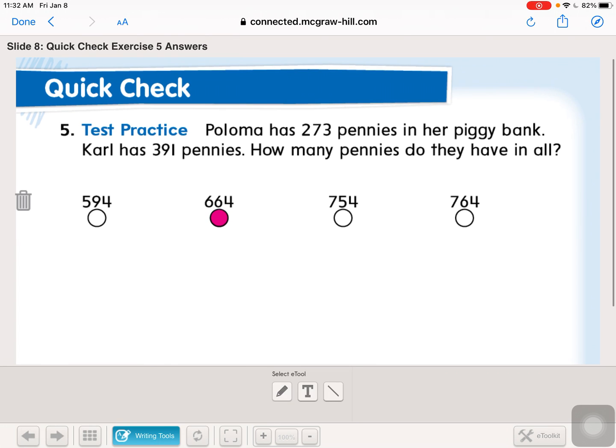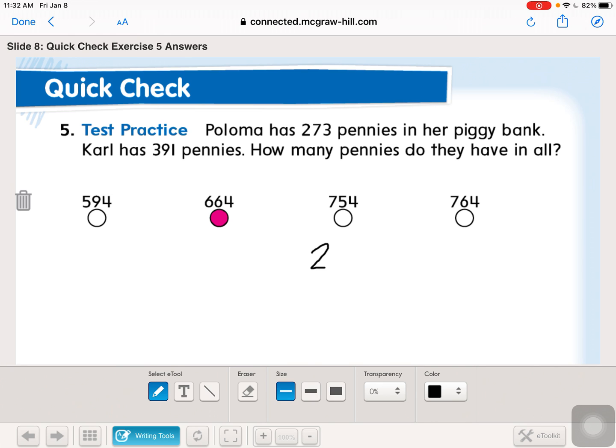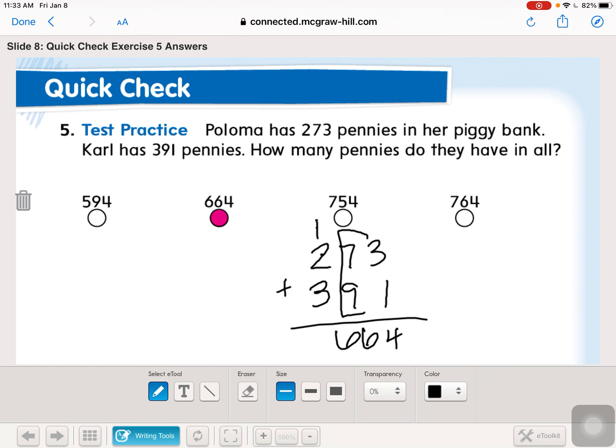All right, so the answer is 664. If we line up these two numbers vertically, which is always what I recommend, we can easily see we have 3 plus 1 is 4, 9 plus 7 is 16, regroup 10, 1, 2, and 3 is 6, so 664. The biggest issue that you may have had is regrouping in the wrong spot. Remember that since this is more than 10, we've got to regroup next door, the one right next door.